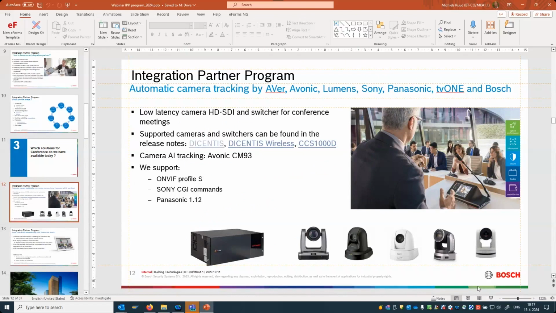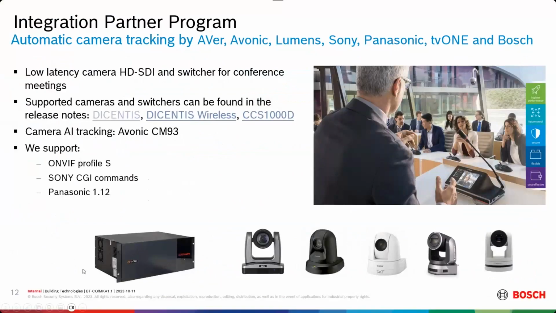Maybe a nice thing to mention is that we did a test with the Avonic CM93, and that also has AI tracking, which is if the delegate moves a little to the left or to the right, then the camera will move as well. And here we'll find what we support: ONVIF Profile S, Sony CGI, and Panasonic 1.12.